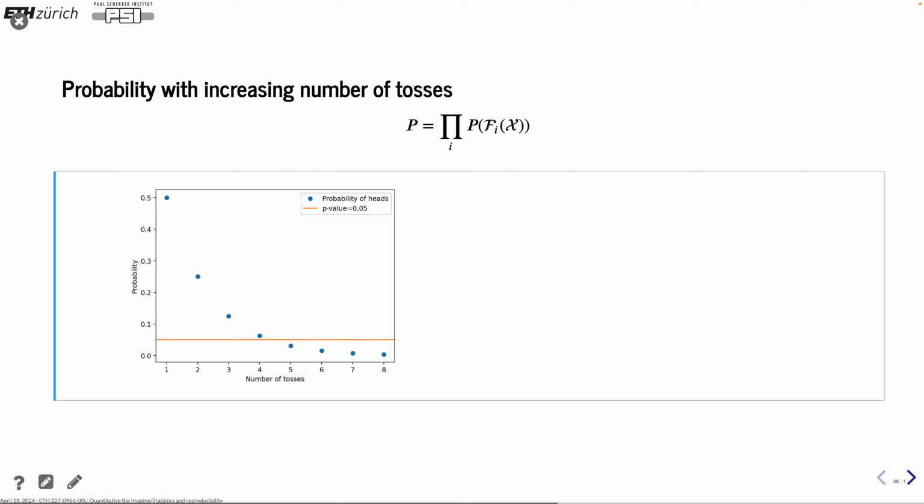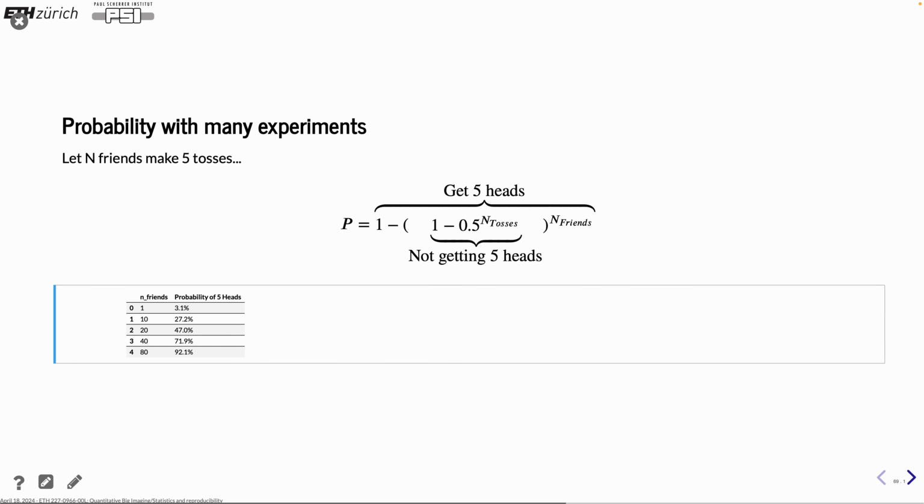Now, what happens if we do many experiments? Let n friends make 5 tosses, and then we go again for getting 5 heads. Now the equation becomes a little bit more tricky. First we have the probability of not getting 5 heads, and that we take to the power of how many friends we have. That turns into this equation.